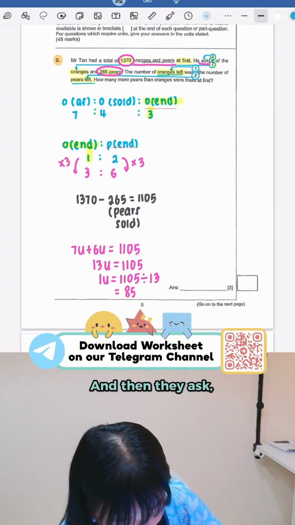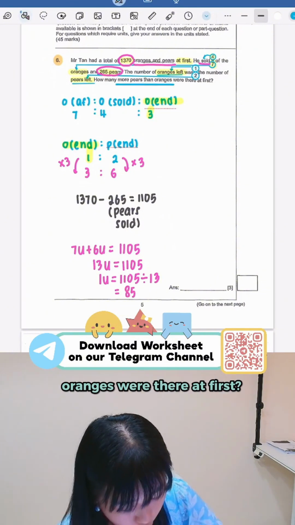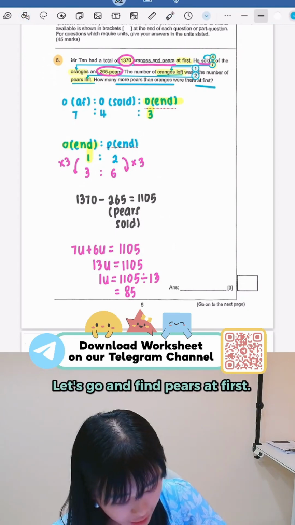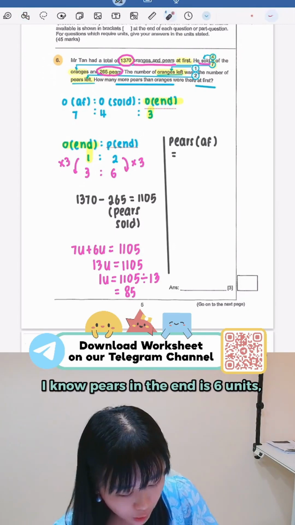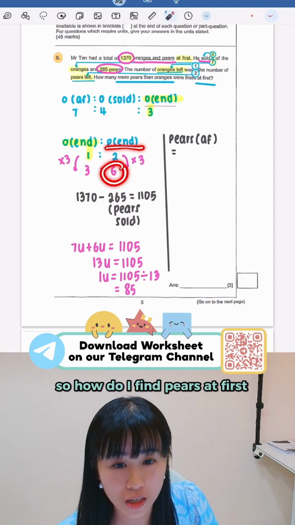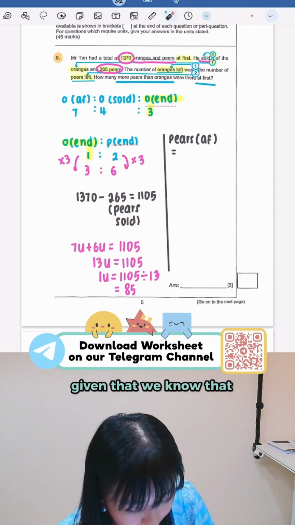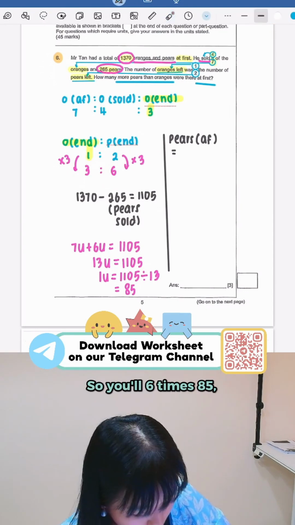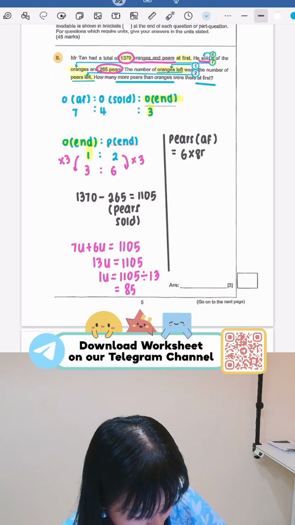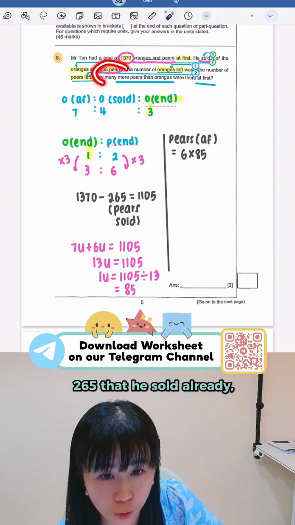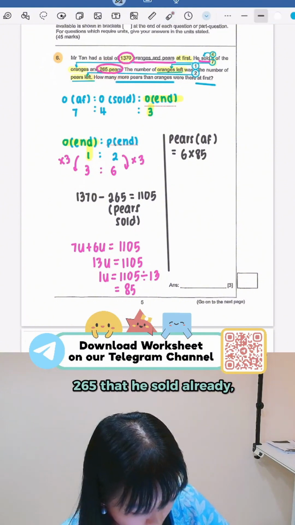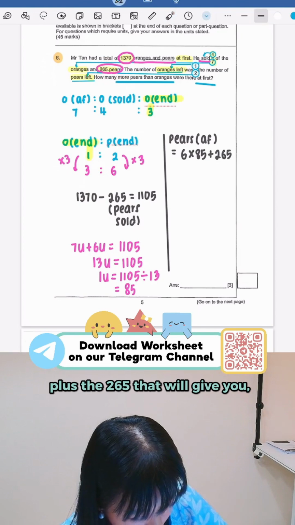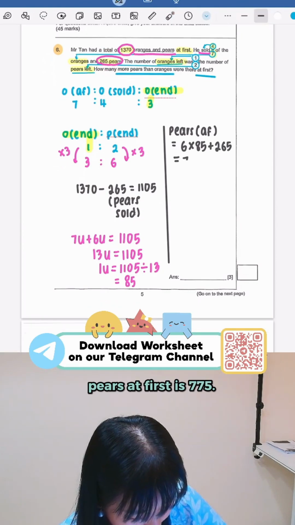And then they ask, how many more pears than oranges were there at first? Let's go and find pears at first. I know pears in the end is 6 units. So how do I find pears at first? Given that Mr. Tan sold 265 pears, you do 6 times 85. Then you still must add back the 265 that he sold already. Plus the 265, that will give you pears at first is 775.